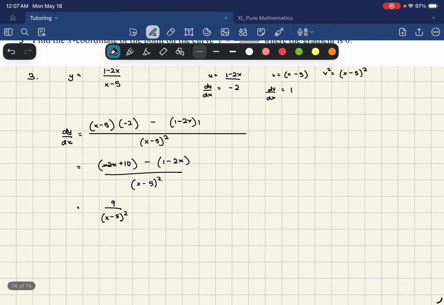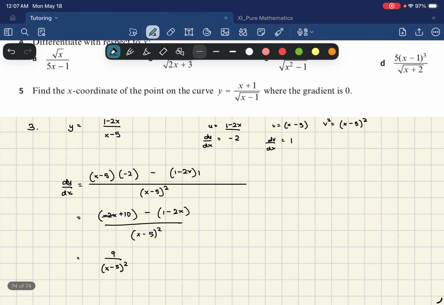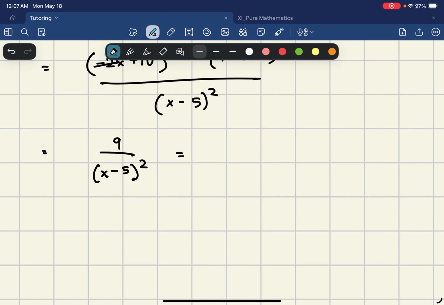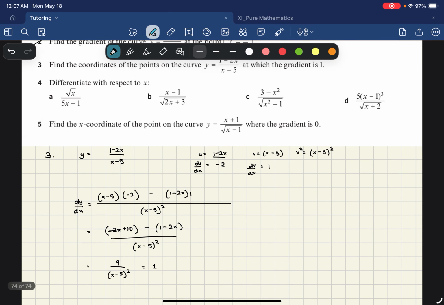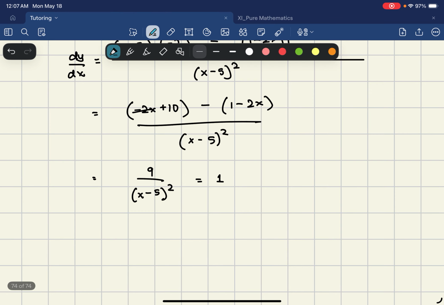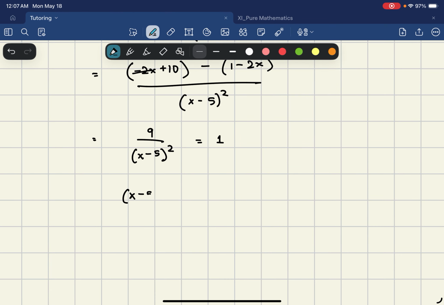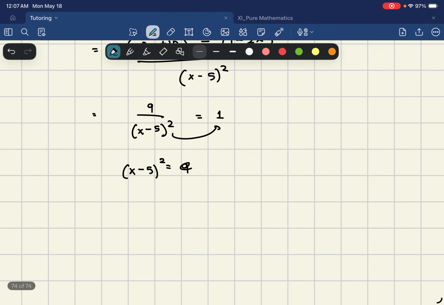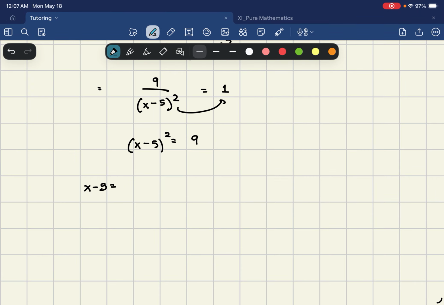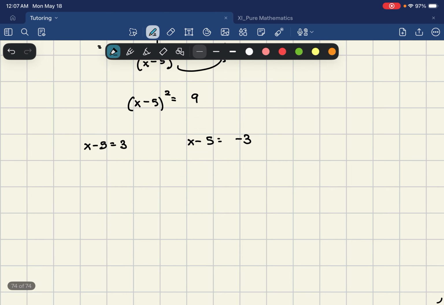And now I need to find where the gradient is 1. So I need to find the coordinates, right? When this gradient dy by dx is equal to 1. So that means x minus 5 squared is equal to 9 if I multiply this here. So think about it. Because 9 is just 3 squared, x minus 5 can be positive 3. x minus 5 can be negative 3. And if I square both of these expressions, I'm still going to get 9.